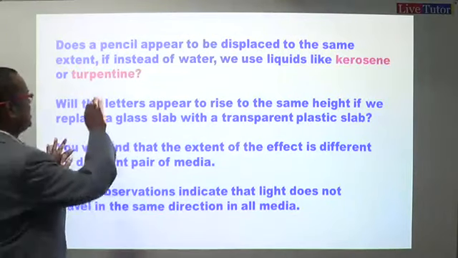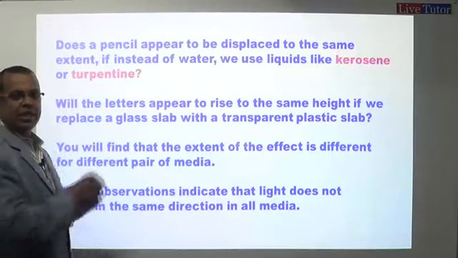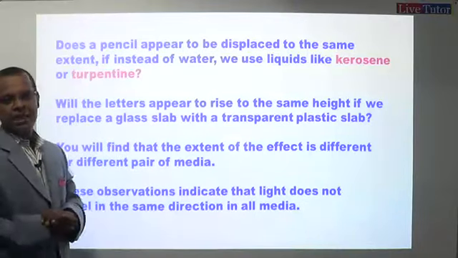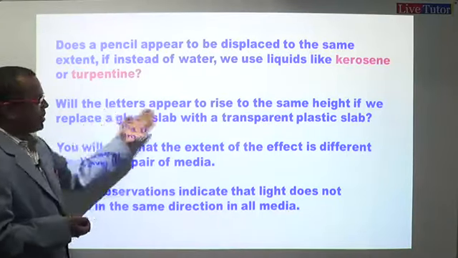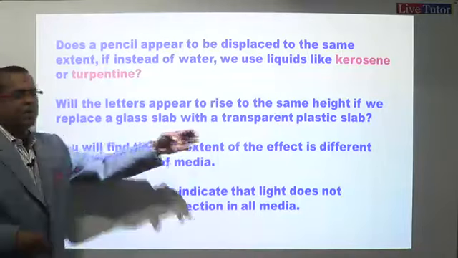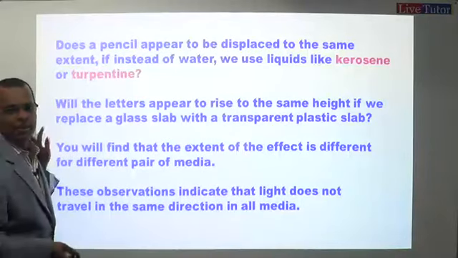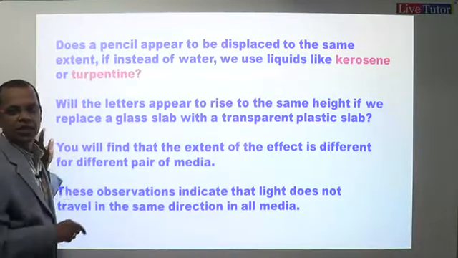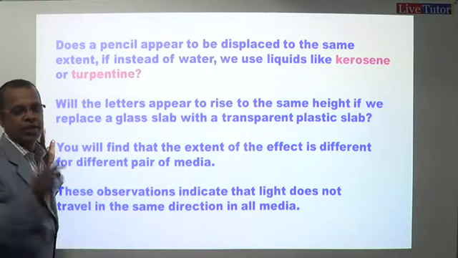Now, the question is, does a pencil appear to be displaced to the same extent if instead of water we use a liquid like kerosene or turpentine or some other liquid like alcohol? Similarly, will the letters appear to rise to the same height if you use a transparent plastic slab instead of a glass slab? We are changing the material, right? Instead of glass, if you use a transparent plastic slab, is there any change?